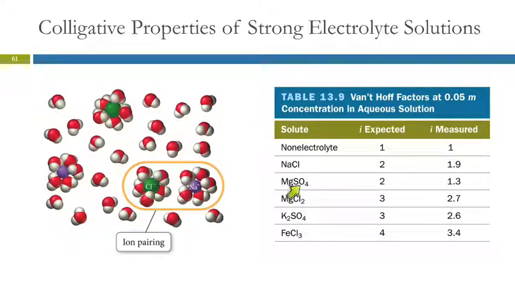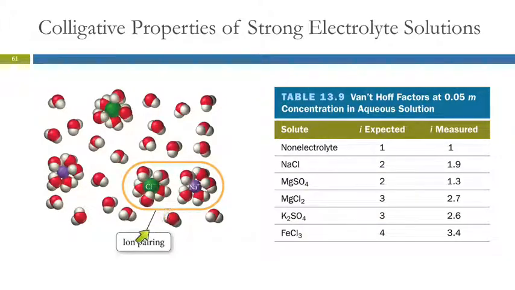Magnesium sulfate. So there's a magnesium ion and a sulfate ion. We expect a Van 't Hoff factor of 2, but this does more pairing, and so it's actually only 1.3. You do not need to know the measured Van 't Hoff factors. Magnesium chloride, we would expect 3, because 1 magnesium and 2 chlorines for every 1 mole of the compound. Does that make sense? It's the number of ions.